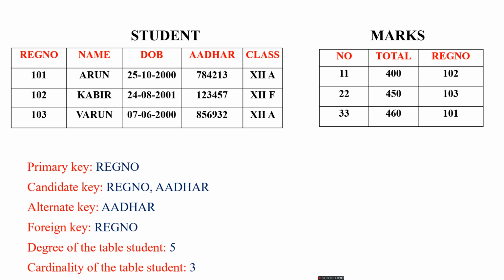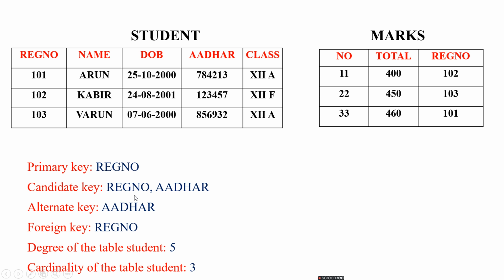And next is the class. More than two students will be studying in the same class, so it is not possible to select class as the primary key for the table student. So for my convenience, I have selected register number as the primary key for the table student. If you want to select Aadhaar as the primary key, you can do that. So the primary key is the register number because the values coming under the primary key column are unique.